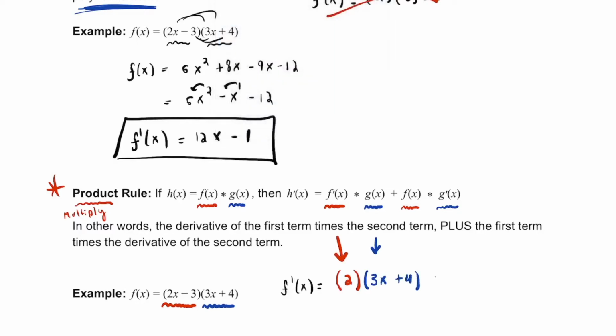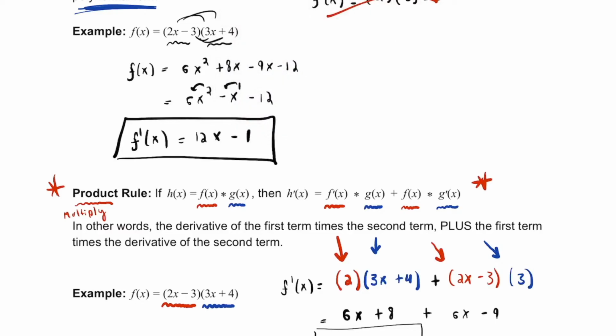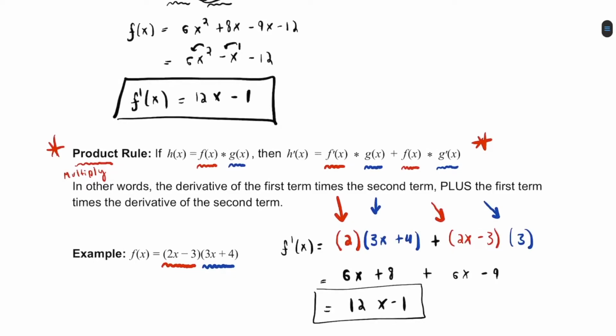And to that we are going to add, now we're going to swap places. We're going to leave the first term alone, that's our 2x minus 3, times the derivative of our second term, the derivative of 3x plus 4, which is just 3. Now, if we were asked to simplify, we would multiply this all out. 6x plus 8 plus 6x minus 9. As you can see, we get the same thing. We get 12x minus 1. And so the product rule that you need to commit to memory, super, super important. Derivative of the first times the second plus the first times the derivative of the second.